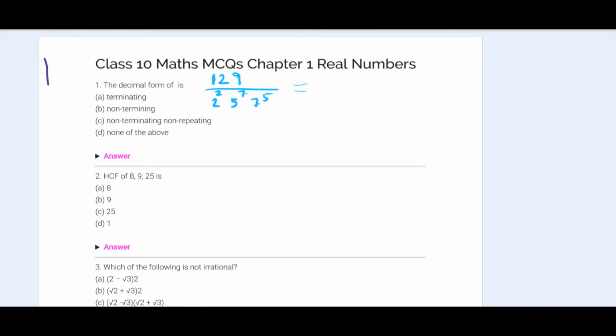The decimal form of 129 by 2 power 2 into 5 power 7 into 7 power 5 is. So this is not of the form 2 power m into 5 power n. If the denominator is of the form 2 power m into 5 power n, then we'll be getting a terminating decimal or else non-terminating repeating decimal. Since we have extra here 7 power 5, this is non-terminating, non-repeating decimal. So the answer is option C.